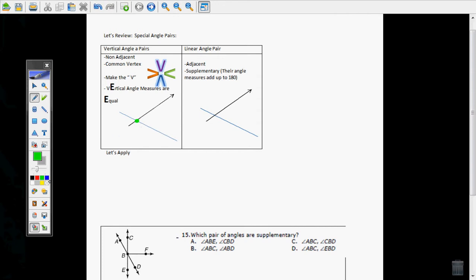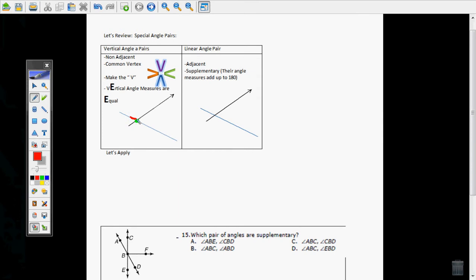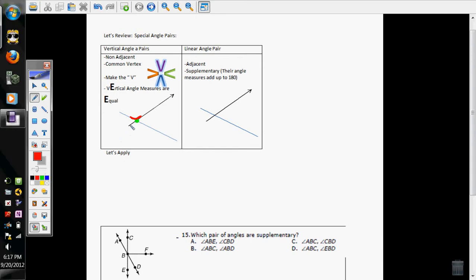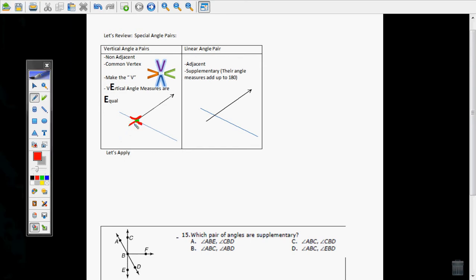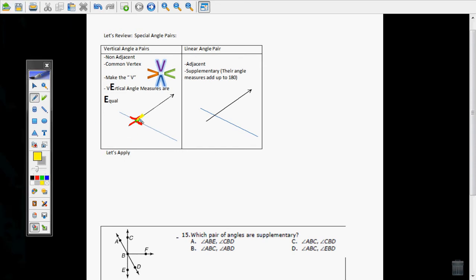Another way that I help my students to remember is we're looking for the V's. So we have a V on top, and then it coordinates with the V underneath it. We can also have sideways V's, and that helps us recognize the vertical angles. So this angle right here and this angle right here are vertical to each other.